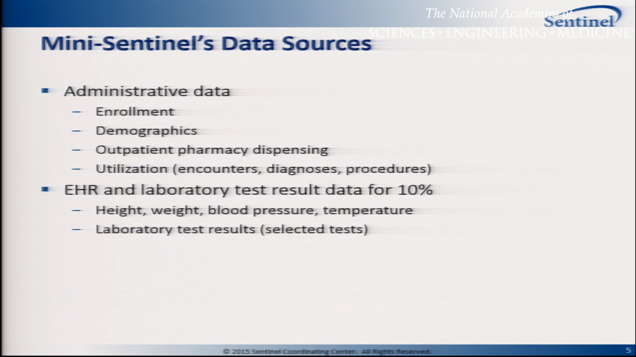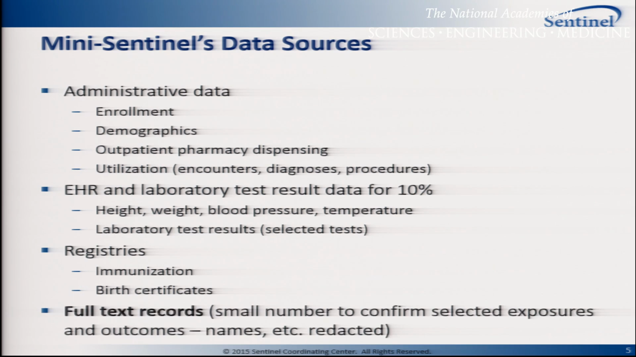We add to that electronic health record and laboratory test result data for about 10% of the population. And that's when we learned that if you want to use something simple like platelets, you should be prepared to do hand-to-hand combat. When necessary, we link to public health registries like state immunization registries or birth certificate registries. And every one of these organizations has the ability to go back to original full-text medical records when necessary, but it's a slog to do that, so we do it only when it's absolutely necessary.